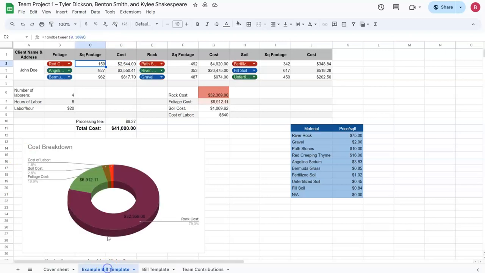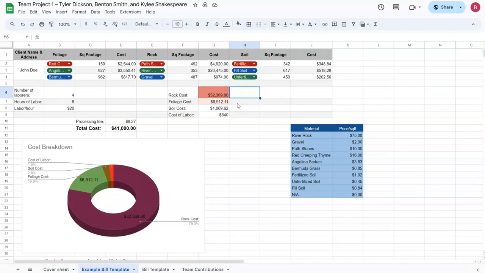For our if statement, we did this one, and it's if they worked over 10 hours, then you have $25 per hour instead of 20. And for our conditional formatting, we have G6 or G9. Basically, the foliage cost is the 50th percentile of how much it costs, and so always rock will be the most money, and then soil will be the least.